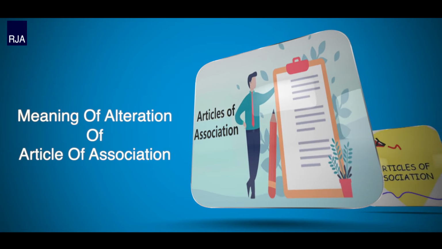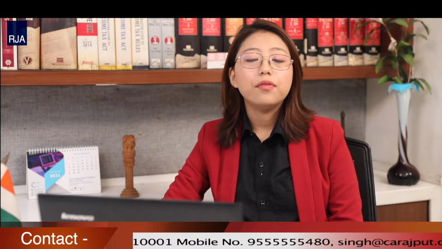Today in this video we'll discuss the alteration of Articles of Association. Starting with the meaning of Articles of Association: it is a document which contains the rules, regulations and bylaws which are useful for the internal management of a company. It defines the powers of its officers and also establishes a contract between the company and the members, and between the members as well.